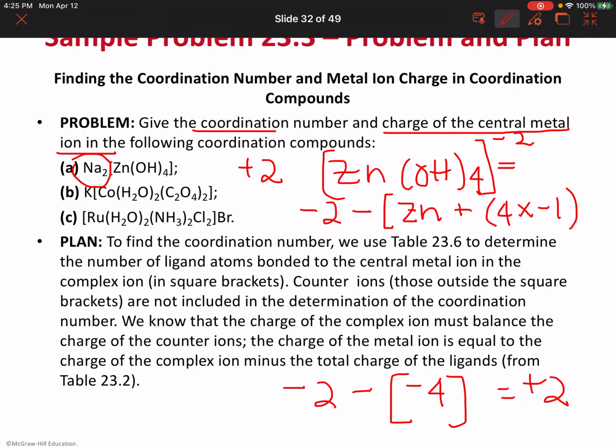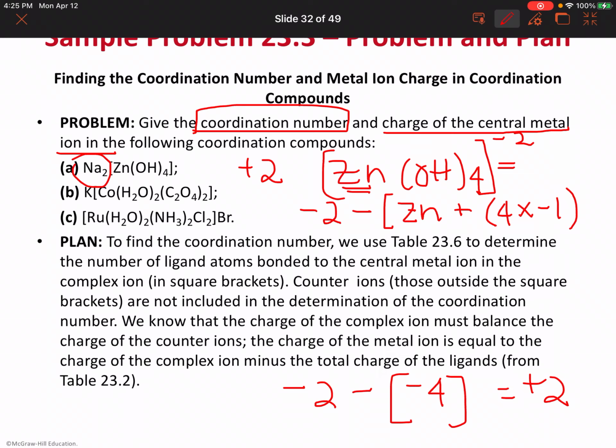What about the coordination number? Coordination number is the number of ligands attached to the central atom, zinc. So there are 4 hydroxides, so 4 is going to be the coordination number, and +2 is the charge of the central metal ion.